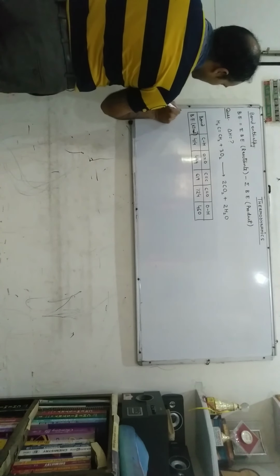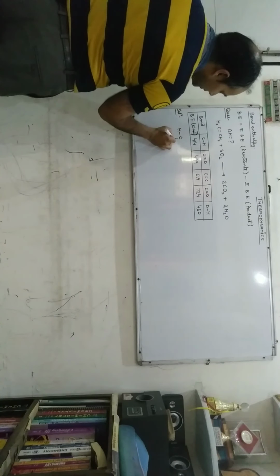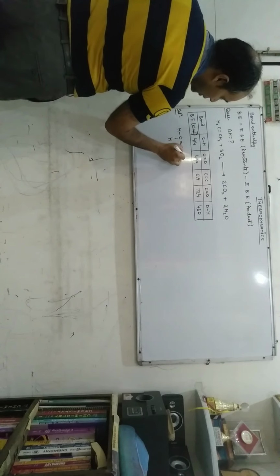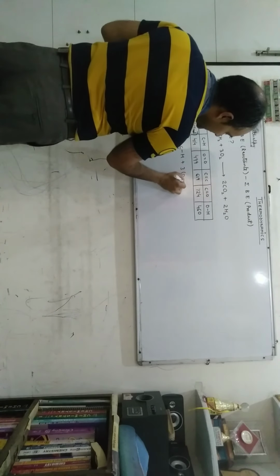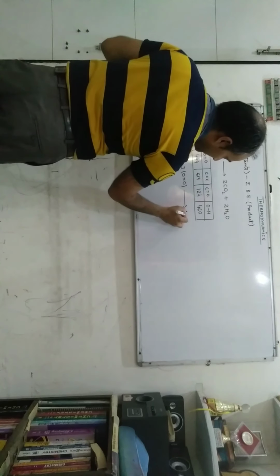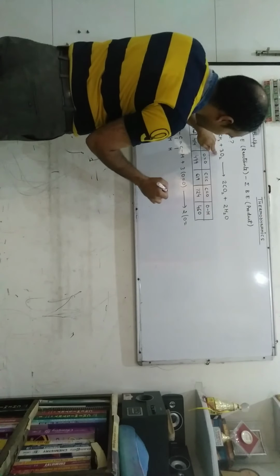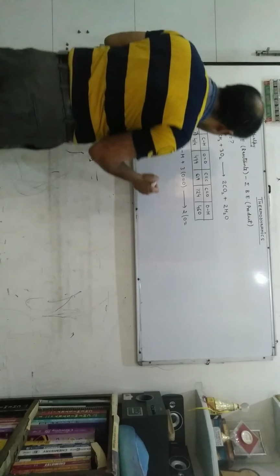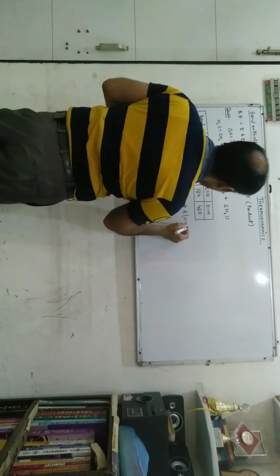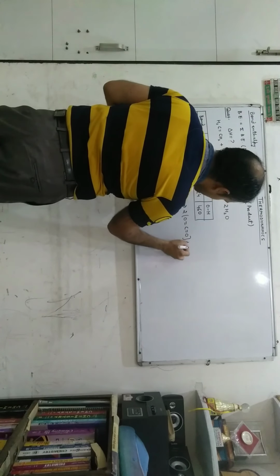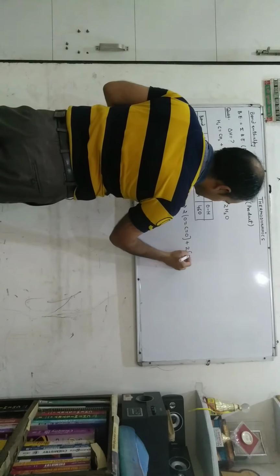For solving this type of numerical, first we write down the structure of the reactants and products involved in the reaction in this manner. Here C2H4 on combustion gives carbon dioxide and water. So the structure of C2H4 is written like this. Oxygen is like this. Carbon dioxide is represented like this, and water is represented in this manner.